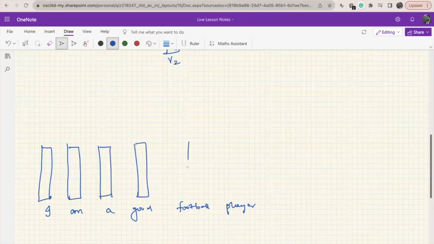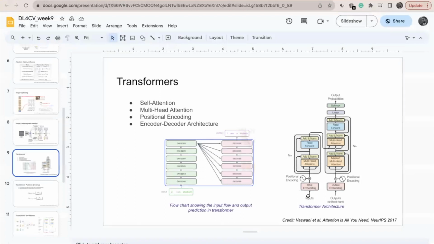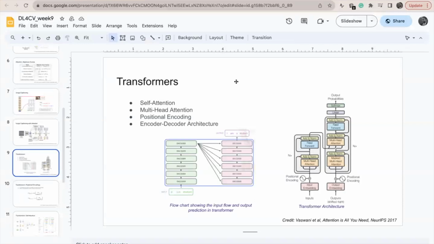Each word will have an embedding vector associated with it, so that you get a representation for each word. Two similar words will have two similar embeddings. So we have completed till this: we have inputs, we have extracted the input embeddings, and then comes the part of positional encoding. So now we need to worry about the positional encoding.